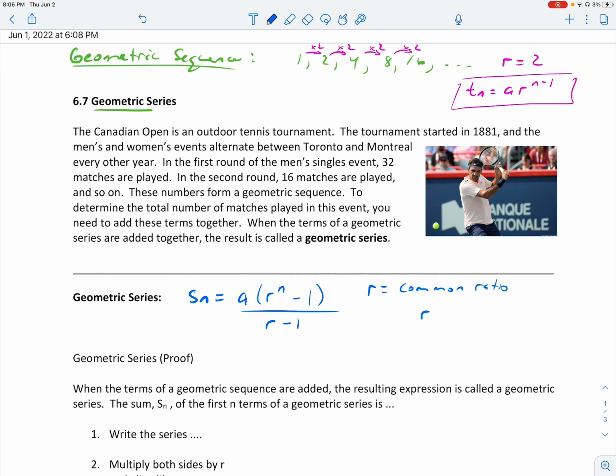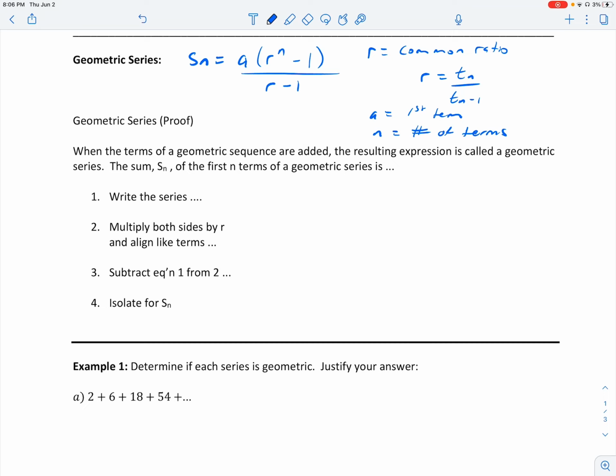And then obviously A is the first term, and then N represents the number of terms. Okay, so instead of just going ahead and using this formula, we're going to do a proof first. So it says when the terms of a geometric sequence are added together, the resulting expression is called the geometric series. The sum Sn of the first n terms of a geometric series is.